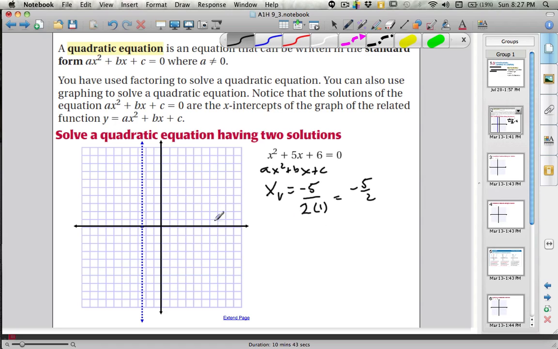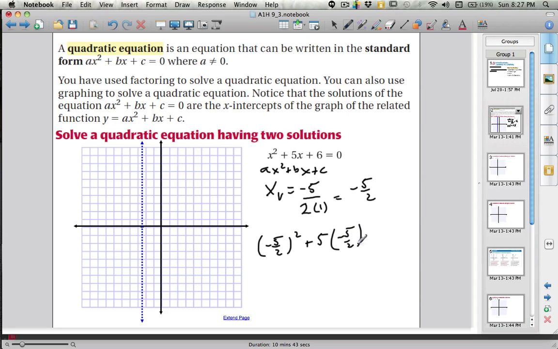And then I want to find the y-coordinate of the vertex. So the way I do that is I take the value of x and I plug it in. So I'll have negative 5 halves squared plus 5 times negative 5 halves plus 6. And I'm going to want to have common denominators for everything, because I'm instantly going to have fractions here. When I square negative 5 halves, that's going to be 25 fourths. So it's negative 5 squared, which is 25, over 2 squared, which is 4. So I need fourths.